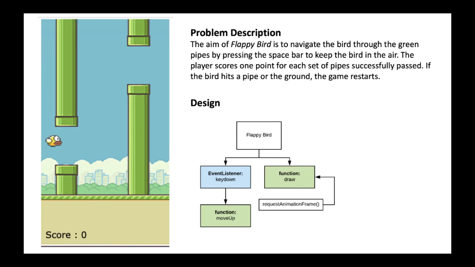So taking a look at our planning documentation, our problem description is sitting there. It's just a simple description of what we're looking to do. We navigate the bird through the pipes by pressing the spacebar to keep it in the air. We score a point by going through each set of pipes, and the game finishes or reloads, just resets and restarts, and the score is lost if there's any collision with the pipe or the ground. The design of the application is quite simple.